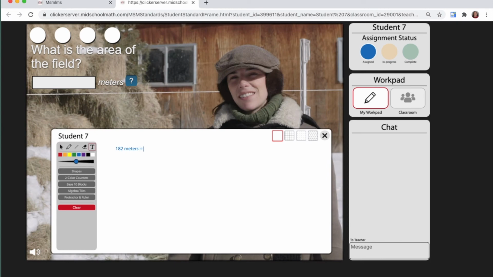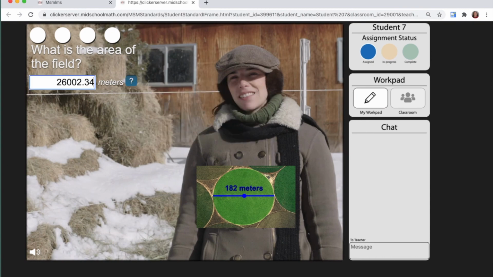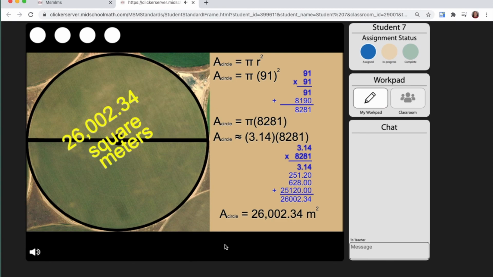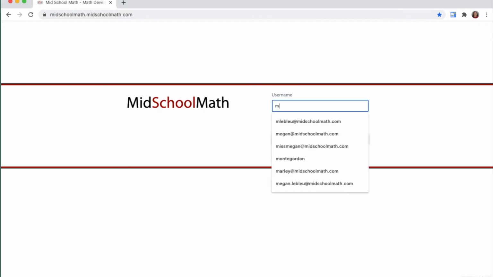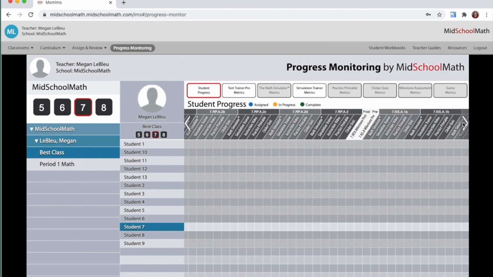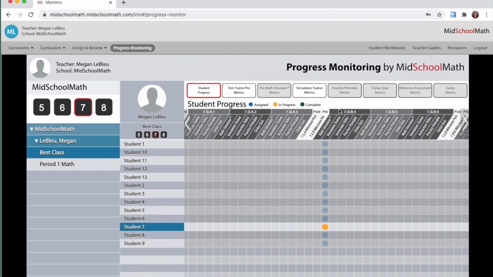As such, peer teaching, or students explaining processes and strategies to other students, is an integral part of this component. The simulation trainer is designed so that students are able to fail safely while building the confidence to master each standard. Teachers can monitor student progress, seeing the number of attempts and the number correct under progress monitoring.